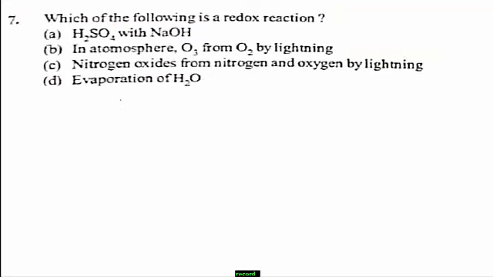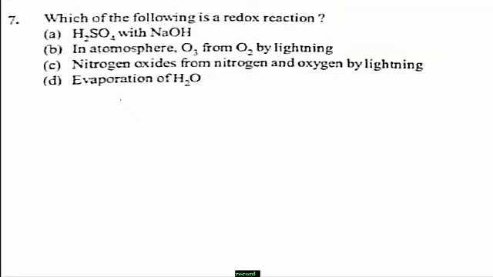Next, in option D, evaporation of H2O. What happens? See this reaction. When H2O evaporates, it goes from the liquid state to the gaseous state. Evaporation of H2O, here only the state changes. Therefore, the formation of oxides of nitrogen from nitrogen and oxygen by lightning is the redox reaction, where oxidation as well as reduction takes place simultaneously.